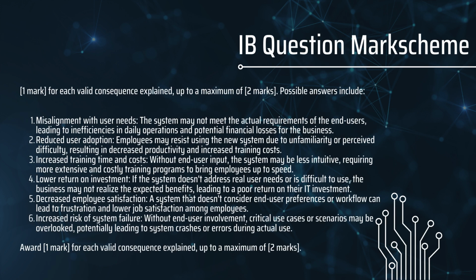So this is a 2-mark question, which means that we need 2 of these reasons and 1 mark per reason. So for example, a misalignment with user needs, reduced user adoption, increased training time and costs, slower return on investment, decreased employee satisfaction, and increased risk of system failure, which are all the ones that we've personally mentioned before, plus some extra ones like lower ROI. And for this question, you would need to include a maximum of 2 marks, 1 per reason.